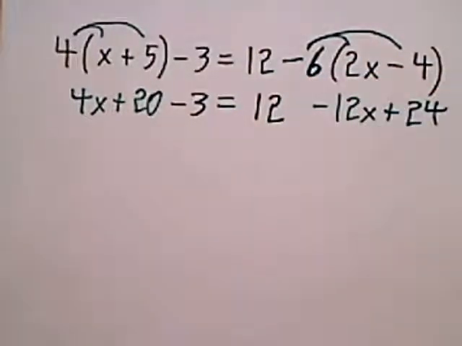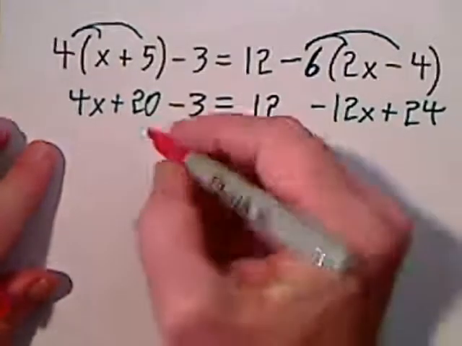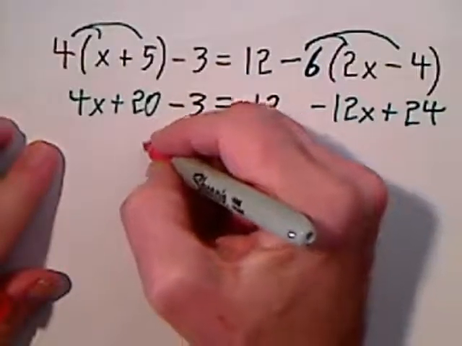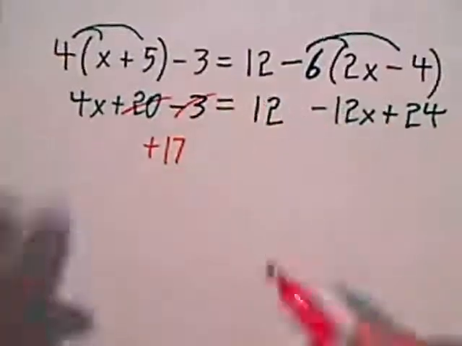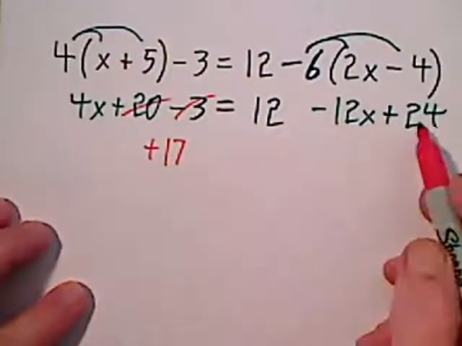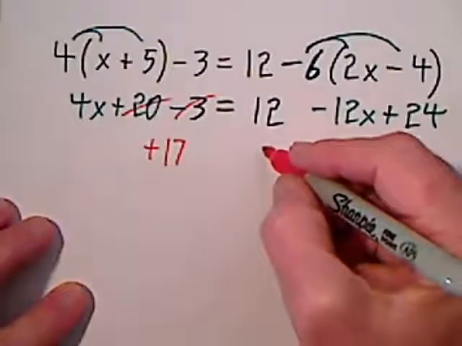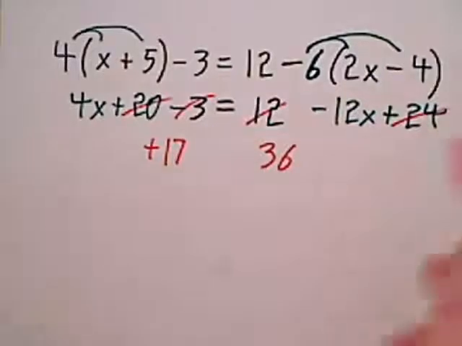Okay, now you can do a little cleaning up on each side. On the left, we can clean up the positive 20, -3. They combine to give us a positive 17. So I use that and that. And then on the right hand side I can combine the 12 and the 24. They combine to give us 36. They're both positive. We've used them up. Bring down whatever we haven't touched.